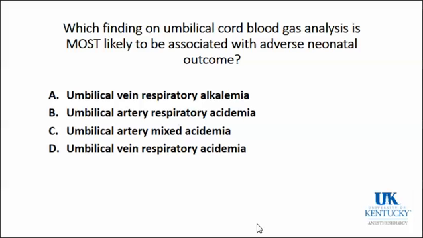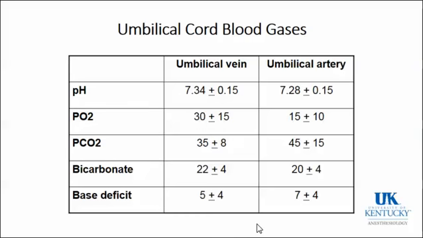Then moving on to umbilical cord blood gases. So what finding on umbilical cord blood gas is most likely to be associated with an adverse neonatal outcome? And that is going to be the umbilical artery mixed acidemia. Thing to remember is the metabolic acidemia is what you're concerned about. A respiratory acidemia has not been associated with poor outcome for the neonate.